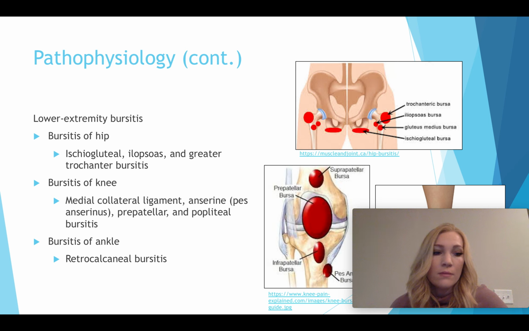Prepatellar bursitis is also known as housemaid's knee. It's associated with trauma or repetitive kneeling over an extended period. The last one is popliteal bursitis, and it's associated with local swelling and pain when walking, jumping, or squatting. And then lastly, we have bursitis of the ankle, most commonly retrocalcaneal bursitis, and it's generally caused by trauma from poorly designed shoes.